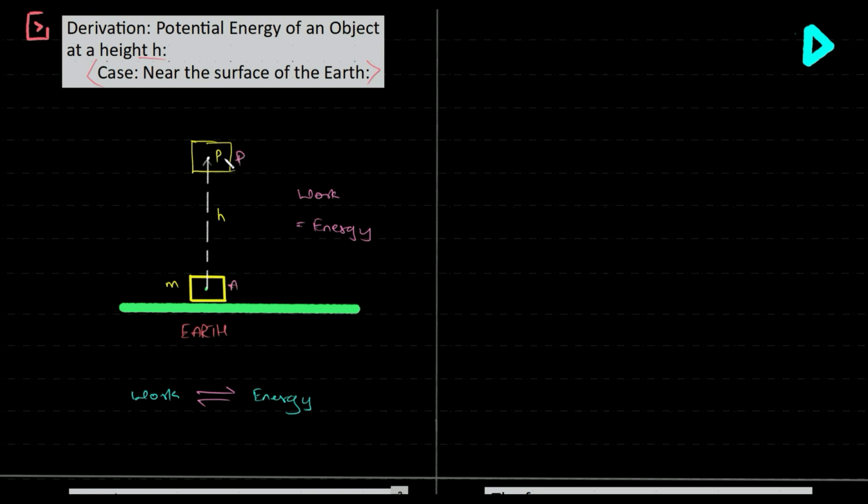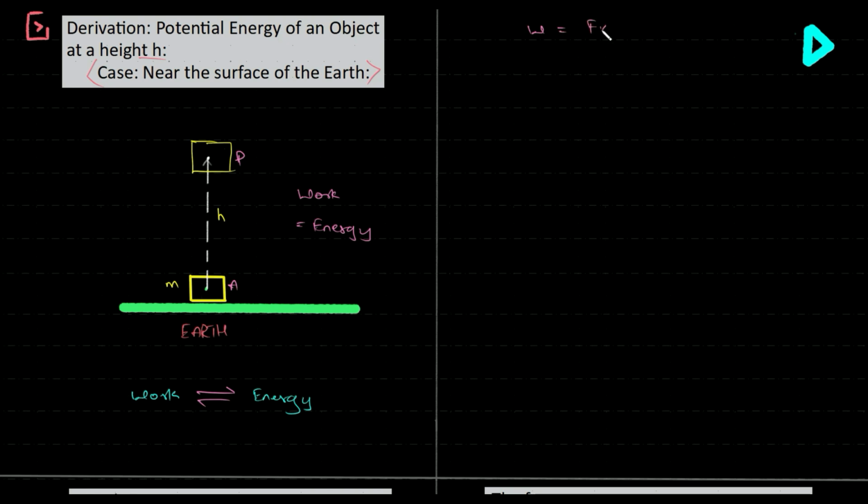When I leave the object from point P, it will fall to point A, because it has that amount of energy. So by doing the other way around, by working on it, I'll be able to figure out the energy. If I spend 10 joules of energy, if I do 10 joules of work, the energy would be 10 joules. As simple as that.